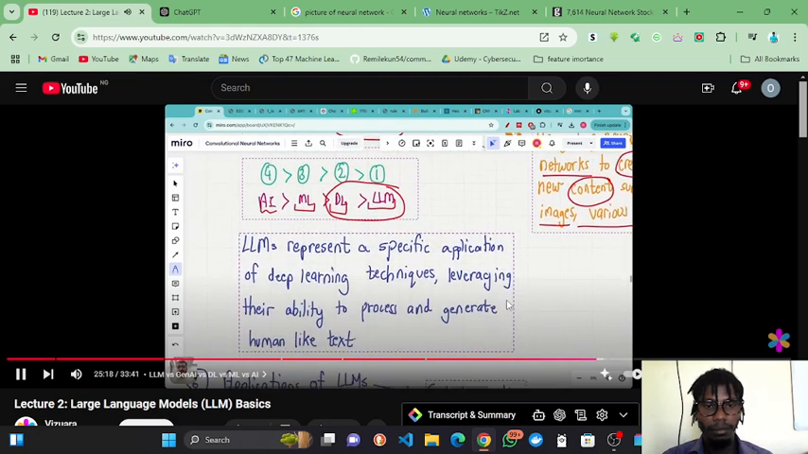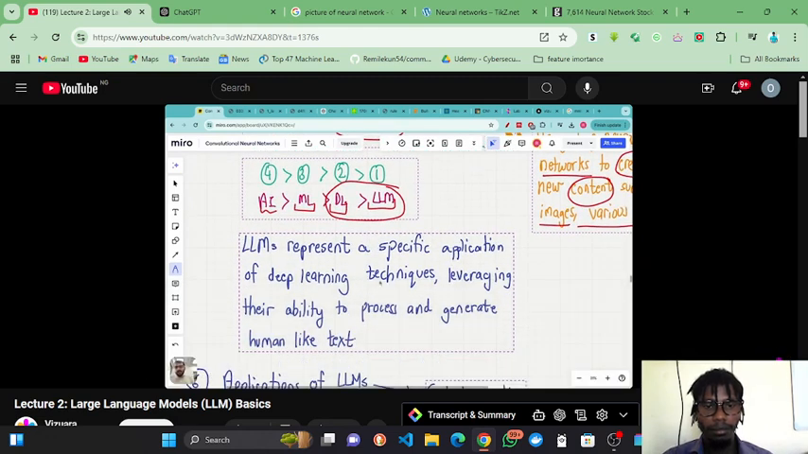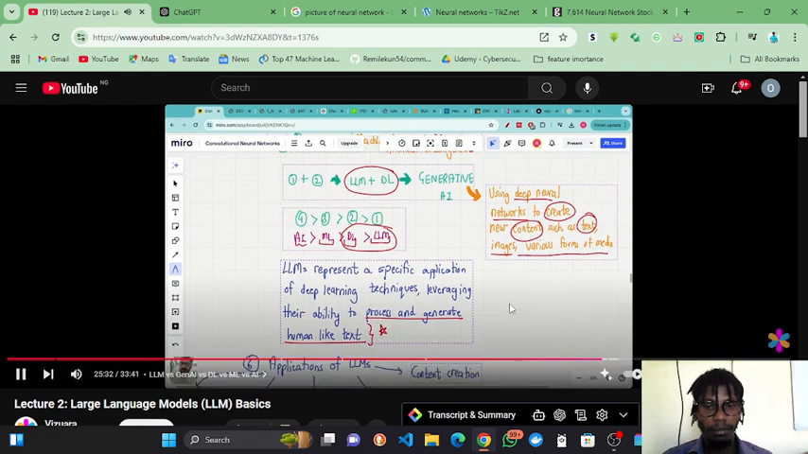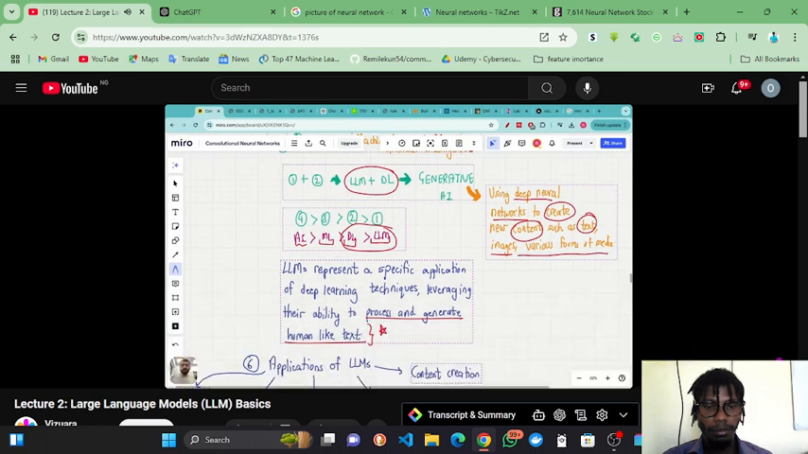So LLMs just represent a specific application of deep learning techniques, which leverage their ability to process and generate human-like text, which we have already seen. They basically deal with text. So these are the similarities and differences between AI, ML, DL, LLM, and generative AI. I hope you have understood this part and you like these visuals.